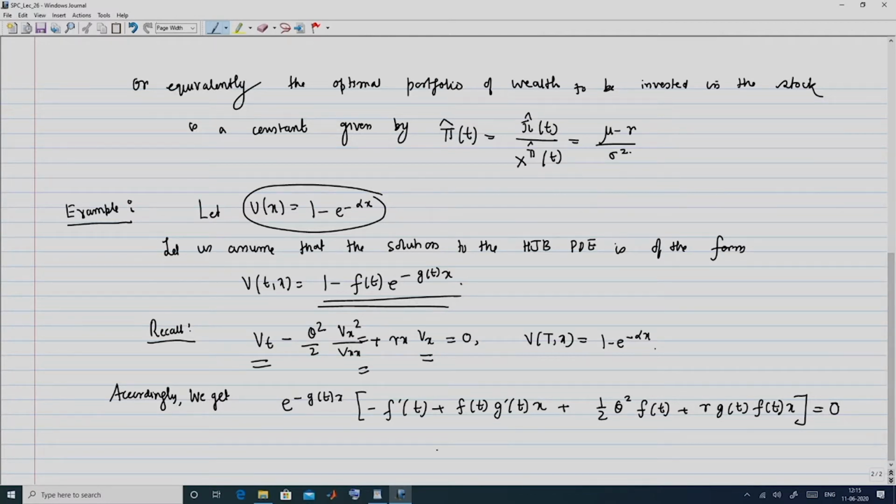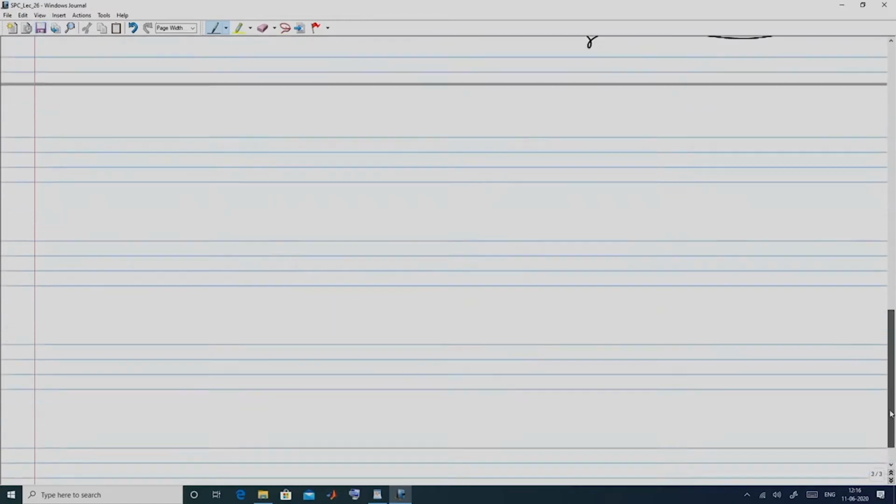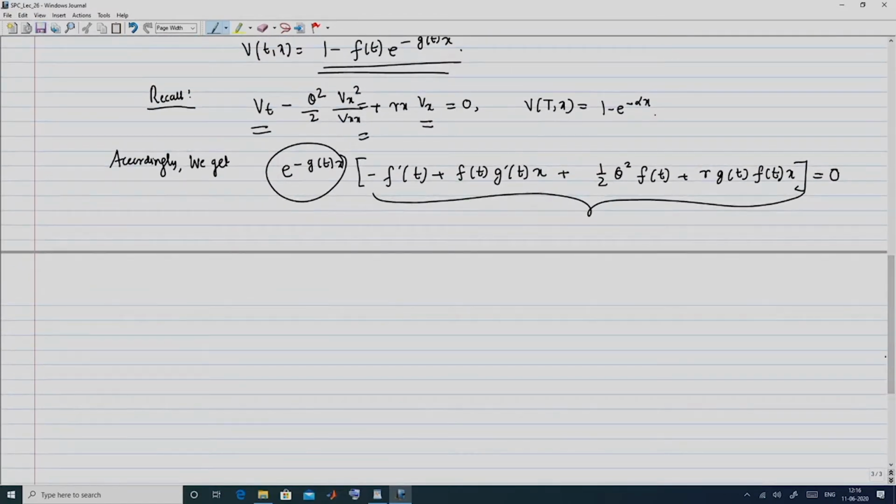And now, what are you going to do? Obviously, this term is not going to be equal to 0. So accordingly, I have this entire expression being equal to 0. What you can do now is look at the term which comprises f prime. So, I have an f prime here and f here.